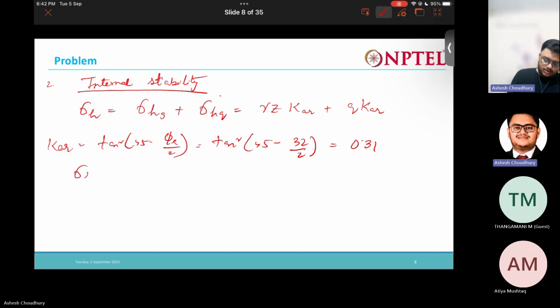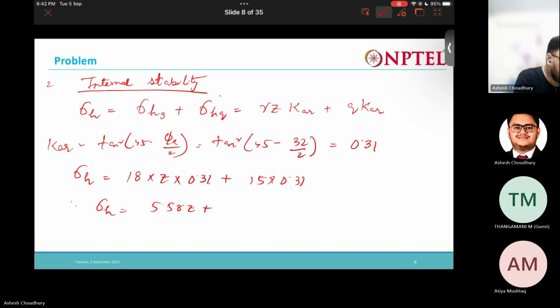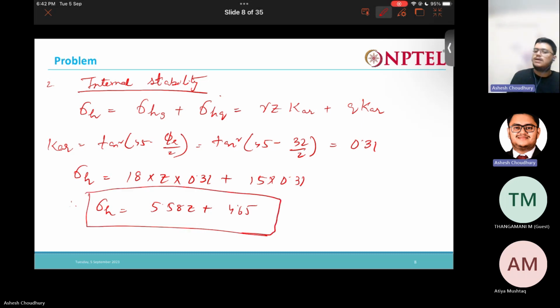Therefore, sigma h is equal to 18 into Z into 0.31 plus 15 into 0.31. Therefore, 18 into 0.31 is how much? 5.58 Z plus 15 into 0.31 is how much? 4.65. So this is how our horizontal pressure is varying with this depth Z.